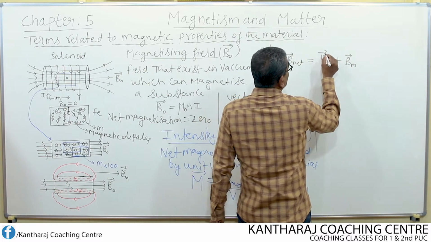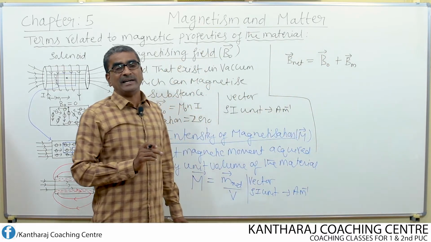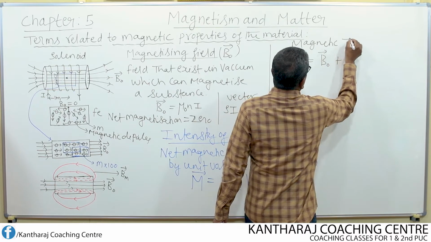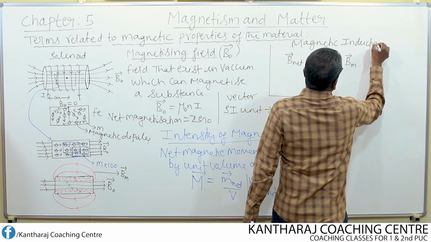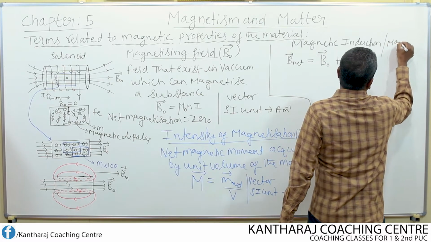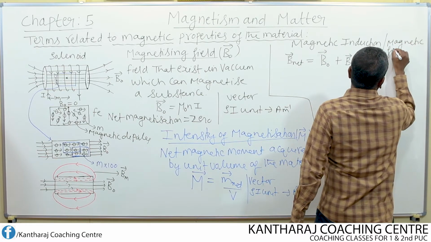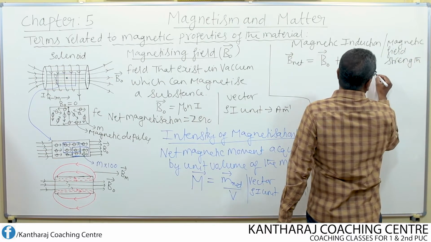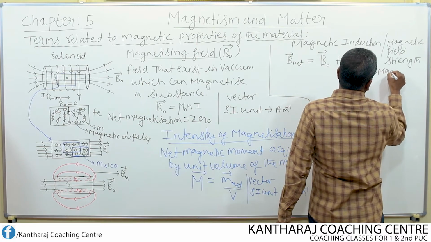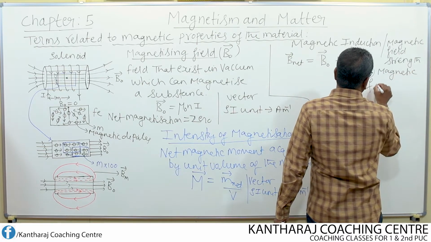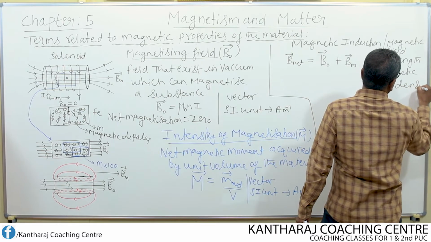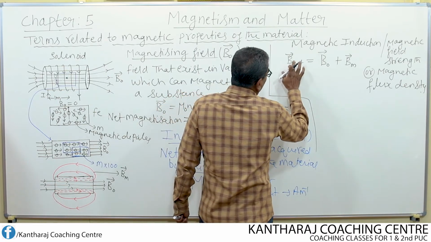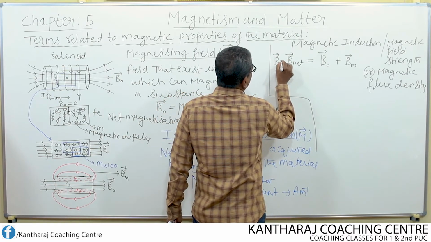So this net field is nothing but known as magnetic induction. Magnetic induction or magnetic field strength, one more name, magnetic field strength, or also known as one more term, magnetic flux density. Magnetic flux density. Okay. So it can be represented by either B net, or simply it can also be represented by only B.